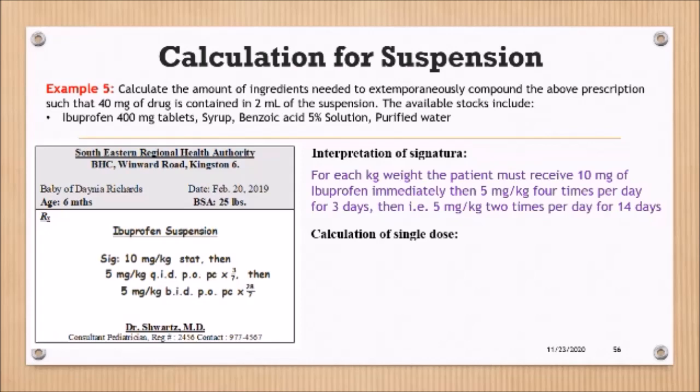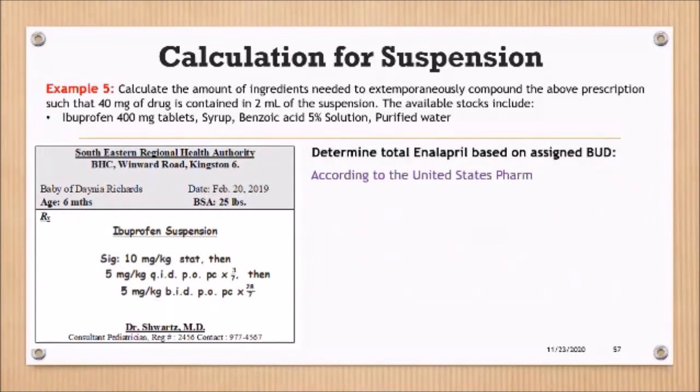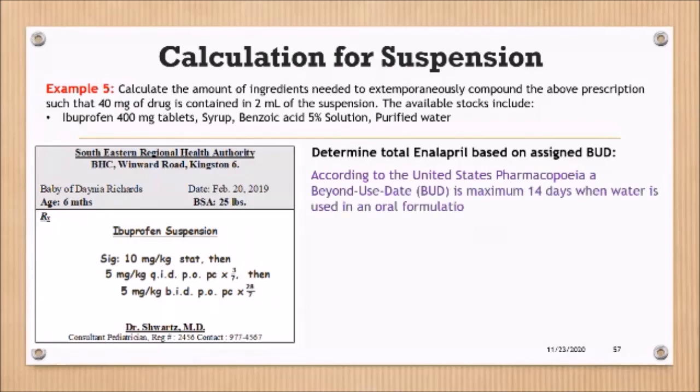Now, we have to determine the dose based on the weight of the child. The weight of the child when converted to kilograms is 11.364 kilograms. So the start dose is going to be 113.64 milligrams, and the maintenance dose is going to be 56.82 milligrams. According to the United States Pharmacopeia, BUD maximum is 14 days.